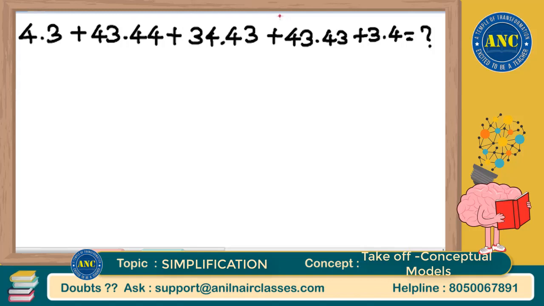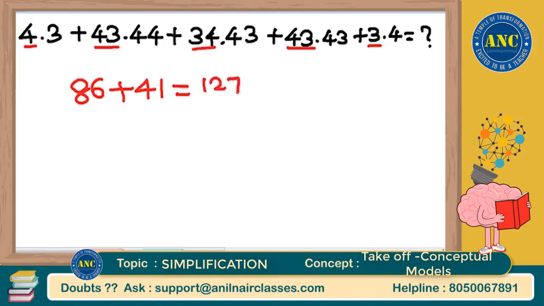Now see here, sir. Let us first concentrate on whole numbers. 43 plus 43 is 86 plus 34 plus 3. 34 plus 3 is 37. 37 plus 4 is 41. 80 plus 40 is 120. This is giving me 127. Right? This is giving me 127.